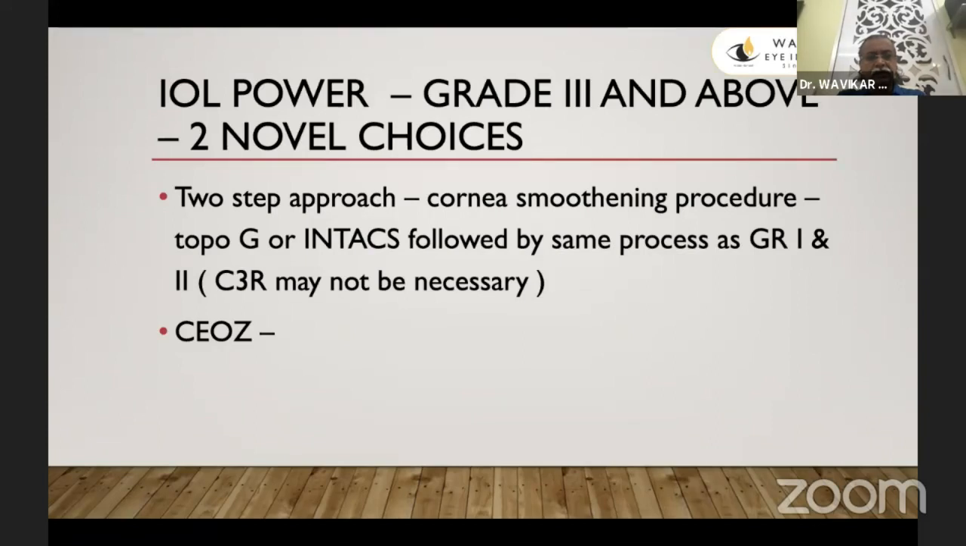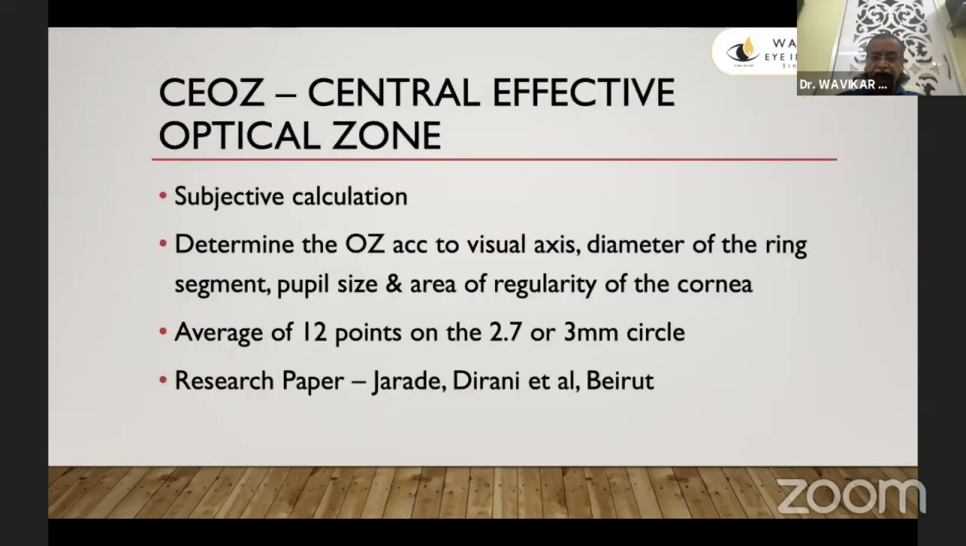Then we think of CEOZ. That is the second novel approach. This is a very unique approach, but not easy to follow. CEOZ stands for Central Effective Optical Zone. So this is a subjective calculation. Remember, in severe keratoconus, the visual axis may fall on the slope of the keratoconus, and therefore first determine the visual axis and then determine the optical zone.